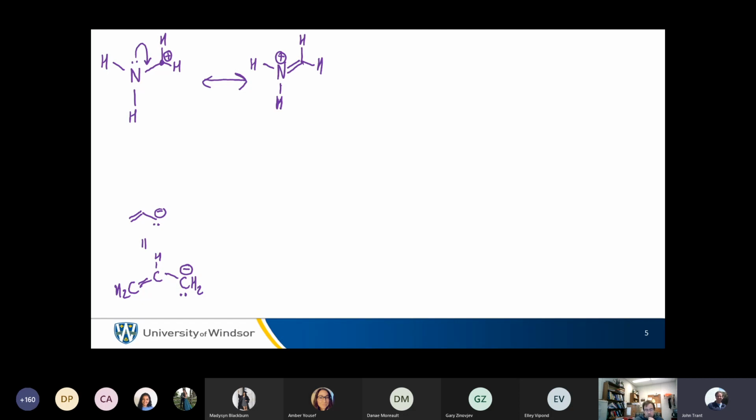So what I want to show is there's two ways you can do a resonance structure here. One way is we can draw one arrow at a time. This is always right. Always, always, always right. You can never go wrong if you draw one arrow at a time. Never.